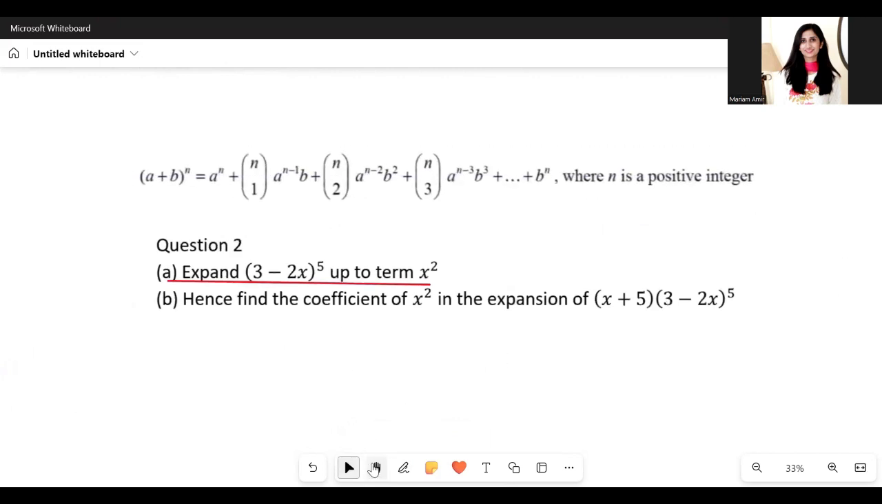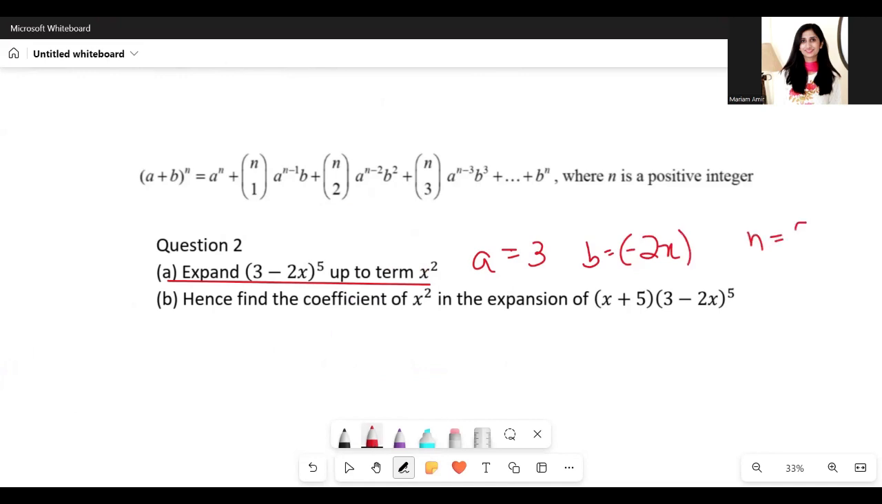So first term is 3. Let me just note that down. First term, which is a, is 3. The second term, which is b, is negative 2x in brackets, and n is 5. Okay, so in the formula, it starts with a power n. So 3 power 5 plus nc1. So 5c1, first term 3. Power would be the difference of 5 and 1, which is 4.